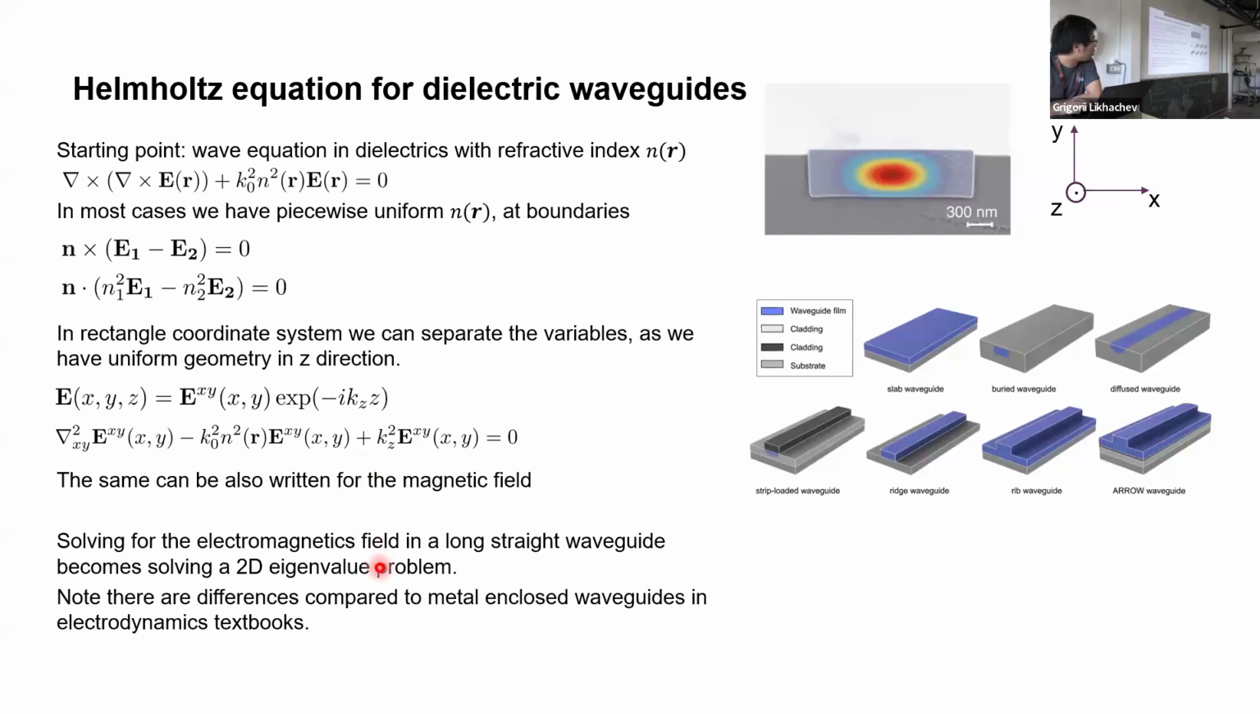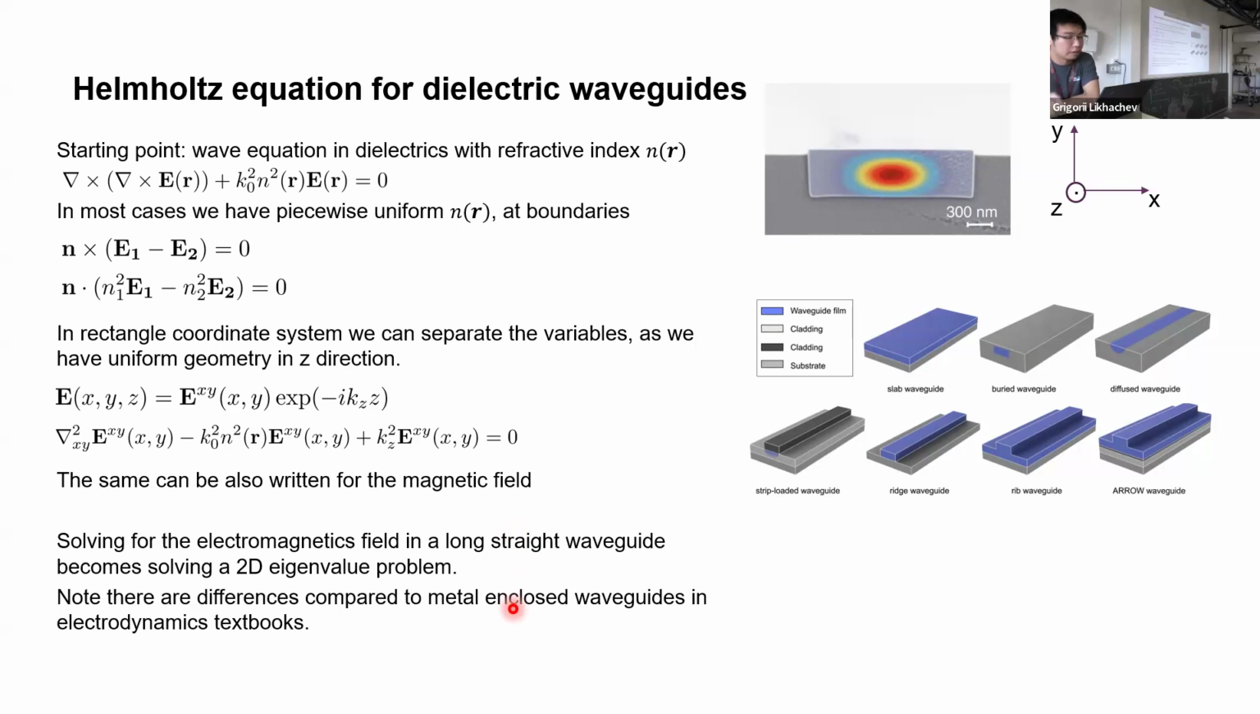Now solving for the electric field along the waveguide becomes first solving a 2D eigenvalue problem, and then considering its propagation along the waveguide by multiplying by this exponential factor. Just note that in most cases, the problems we are doing are a bit different from what you find in electrodynamics books, because they usually consider metal-enclosed waveguides, and they have their own results.